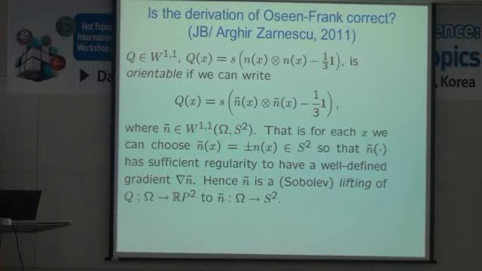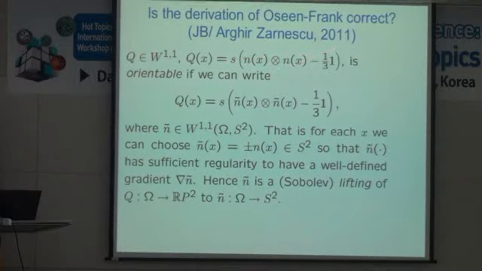So suppose you've got a Q that's in the Sobolev space W^{1,1}. That's the largest Sobolev space, and it satisfies the constraint. So it's given by this constant times n(x) tensor n(x) minus a third of the identity, where n(x) is a unit vector. Okay, so the point about Q is that n is only defined up to sign. So you can always change the sign of n, and it doesn't change Q.